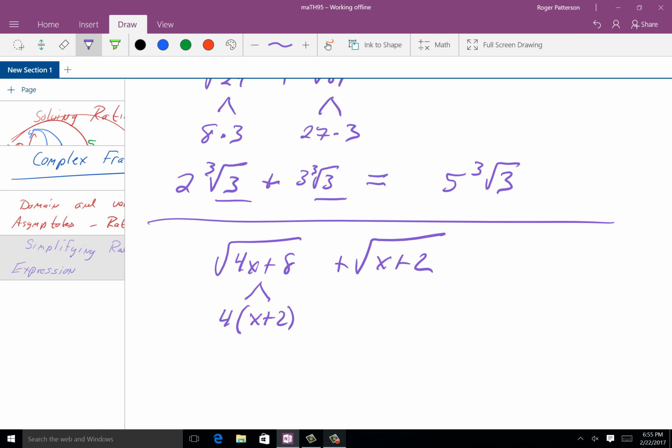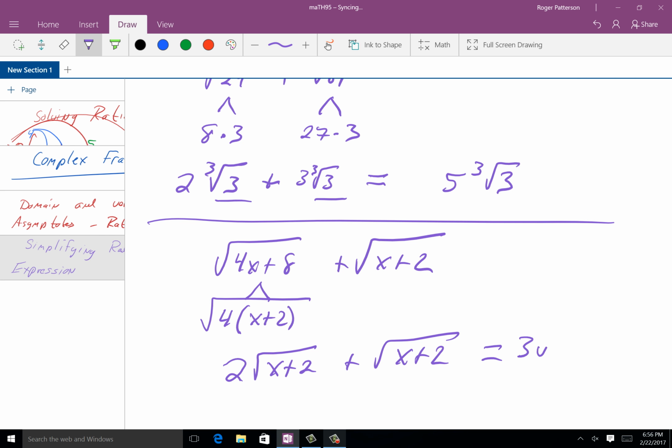So what we did is we took this 4x plus 8 and we took a 4 out. This 4 is common, so we're factoring it out. Now remember that it's a square root, and 4 happens to be a perfect square. So what's the square root of 4? 2 is going to come on the outside. Look what's left on the inside. And now we can add these. So we're going to get 3 of them. Yep, there it is.